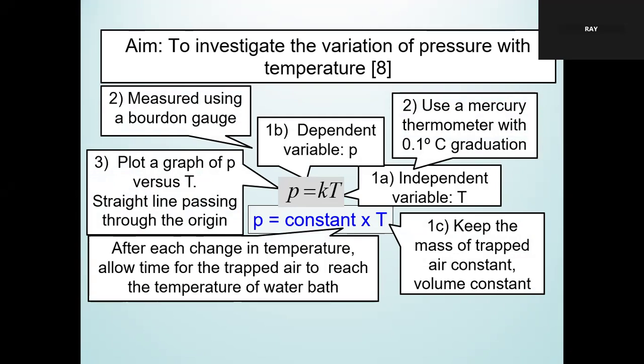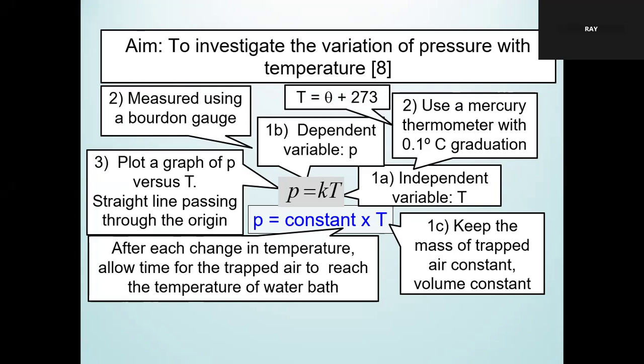Each time, after each change in temperature, allow time for the trapped air to reach the temperature of the water bath. Right? You have to heat the water bath to change the temperature. You have to give it time, so the temperature of the air and the temperature of the water bath are the same. And measure temperature using a mercury thermometer graduated at 0.1 degrees Celsius. So you should be able to get about 8 marks there.